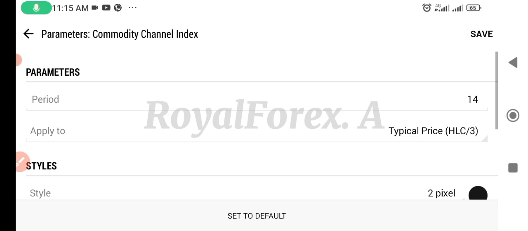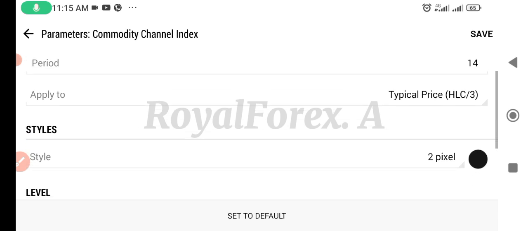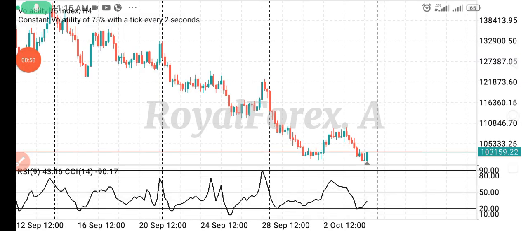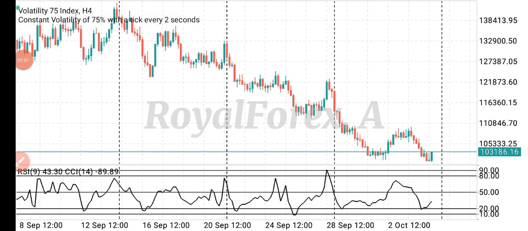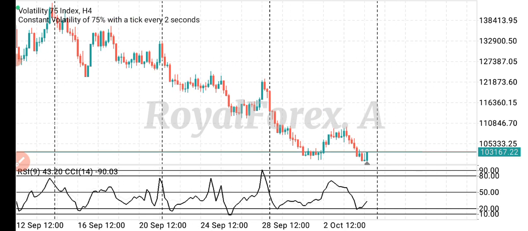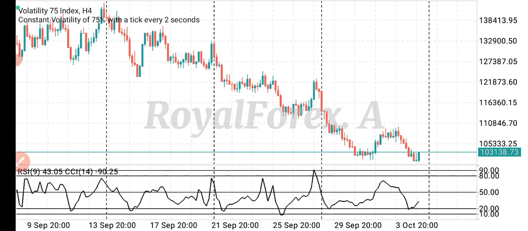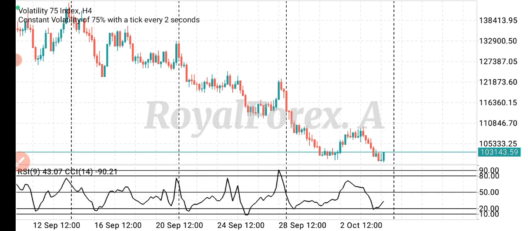After that, we have our commodity channel index. The period is 14. You apply it to close and our style is 2 pixel and the color is black. So these are the two indicators. So the next thing you need to do is for you to come to your H4 time frame and mark out your area of support and resistance.